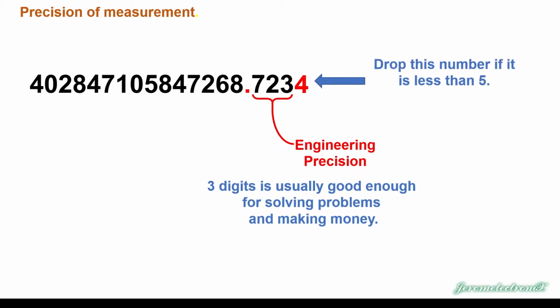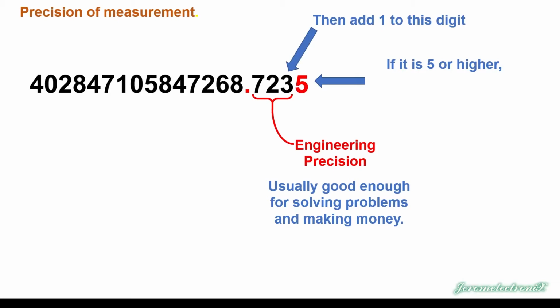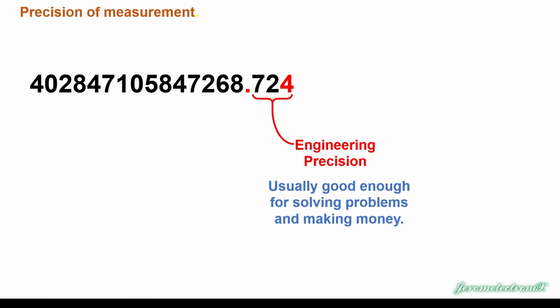So the fourth number there, we're going to round it. That means we're going to drop this number if it's less than 5. But if it is 5 or greater, then we're going to add 1 to this digit, and then we're going to drop this digit. So that's basic rounding. You've probably been exposed to that before, but if you haven't, there you go. That's what you do. Okay? So that is our standard for my classes for engineering precision.